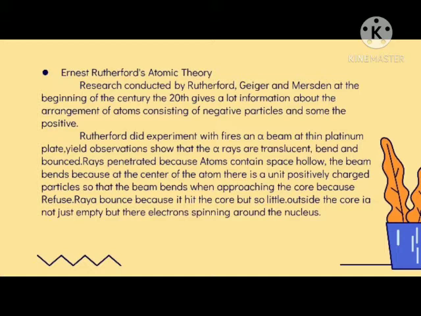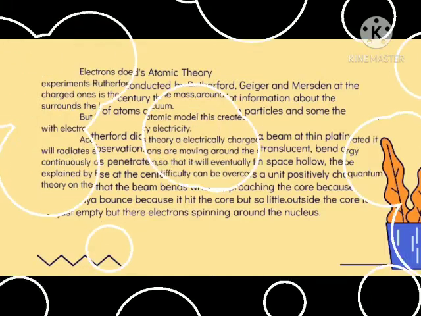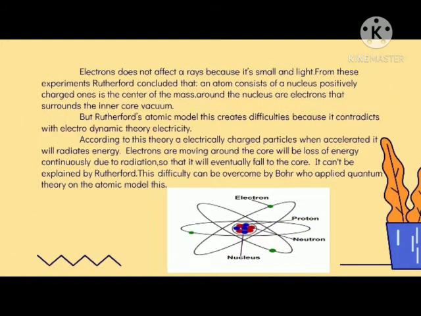The beam bends because at the center of the atom there is a positively charged particle, so the beam bends when approaching the core because of like charges. Rays bounce because they hit the core, but this is very rare. Outside the core is not just empty, but there are electrons spinning around the nucleus. Electrons do not affect the ray because they are small and light.